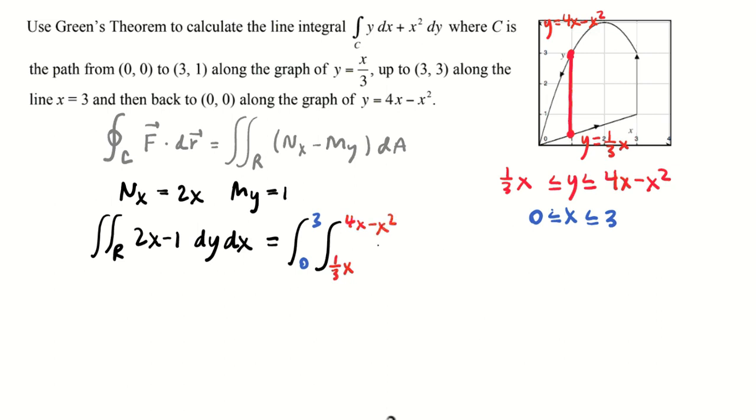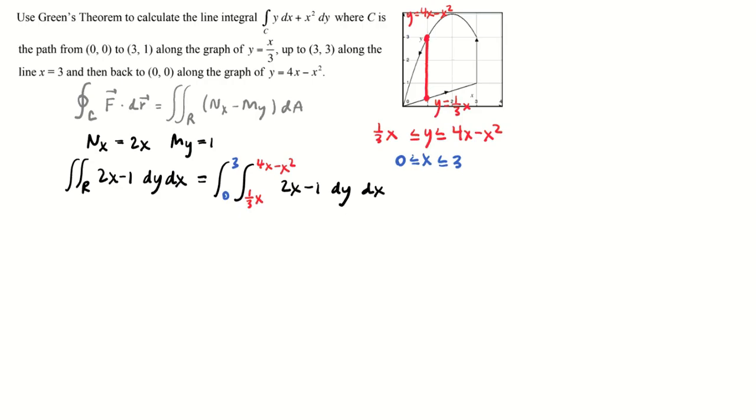And we'll be integrating 2x minus 1 dy and then dx. You might look at this and say, oh, I wish I could just anti-differentiate with respect to x first. But this business right here is going to make it that hard. So I think you just want to go ahead with the way we've written it. So we're going to get an antiderivative for this thing with respect to y, which will be just (2x minus 1)y. And we'll let y run from 1/3 x up to 4x minus x squared. And we'll be integrating that from 0 to 3.